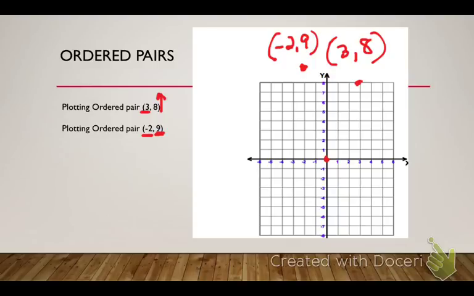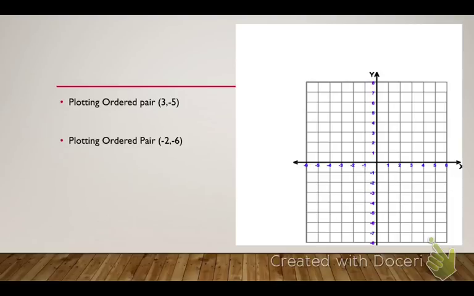Okay. Next, plotting the ordered pair (3, -5). Again, we always want to start at the origin, and that 3 tells me I'm going to go to the right, to the 3, and the -5 tells me I'm going to go down to -5. So that point is right here, (3, -5).